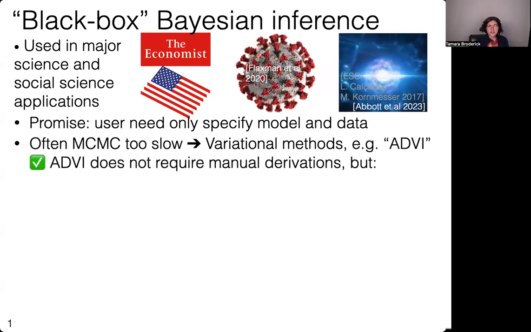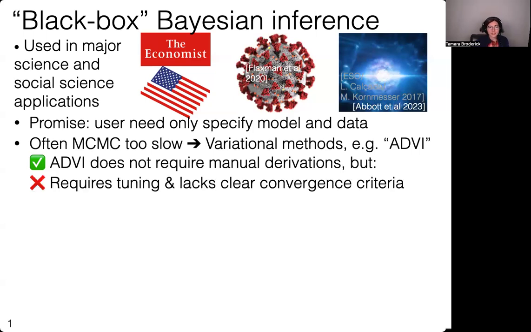And ADVI does exactly this thing that we wanted. It does not require manual derivations of an algorithm for approximate posterior inference. But remember, the promise here of black box inference was that the only thing the user needed to do was to specify their model and data. And so there might still be some gaps to getting to that goal. In particular, ADVI does require tuning of some algorithmic parameters. You can get perhaps some bad performance sometimes if you're not doing that tuning. And it lacks clear convergence criteria. We don't really know when we're done right now.